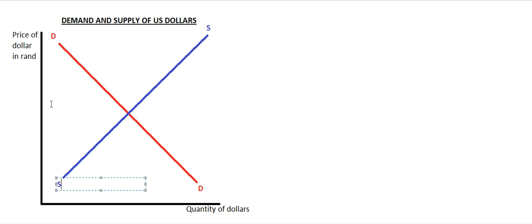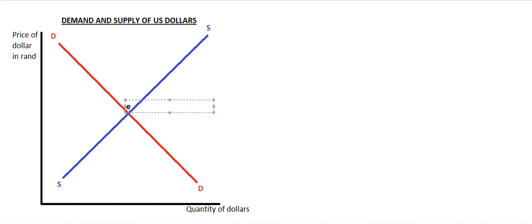Then very important, where the demand and supply intersect. This point where they intersect is going to be our equilibrium point. We always indicate equilibrium with an E. It doesn't matter if it's a capital E, a small e, E1, whatever, but it must be an E.